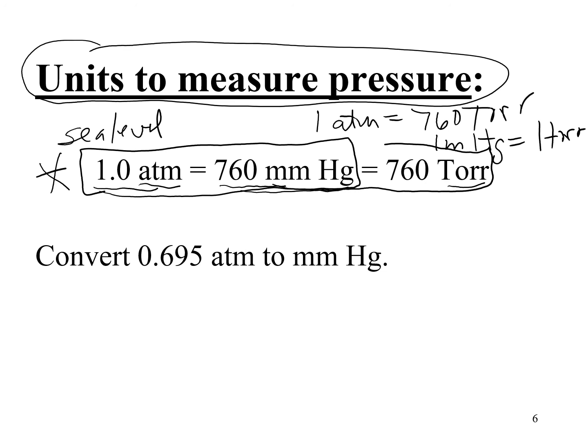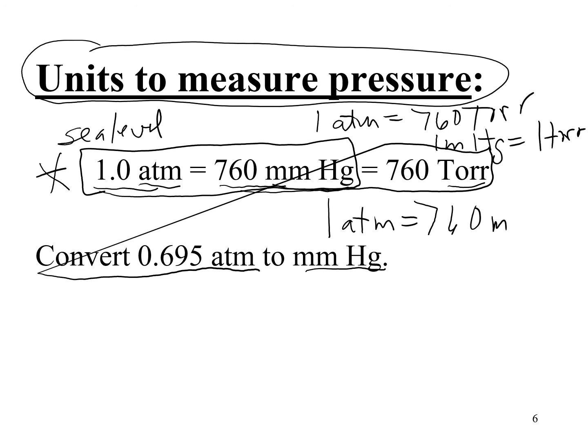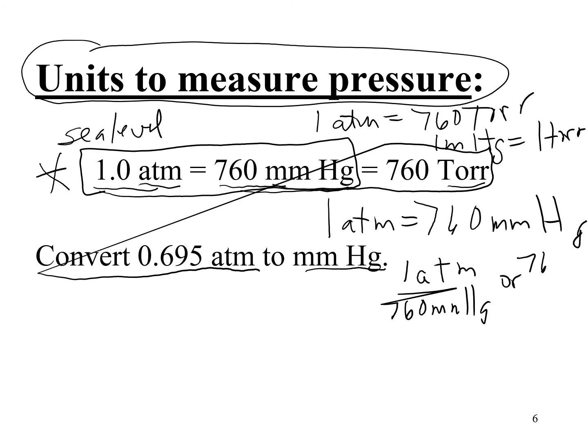When we have equalities, we can create a conversion factor. So for example, if I asked you to convert 0.695 ATMs to millimeters of mercury, we could create a conversion factor. So 1 ATM is equal to 760 millimeters of mercury. We could set that up in the fraction format by saying 1 ATM divided by 760 millimeters of mercury, or 760 millimeters of mercury divided by 1 ATM, because they're equivalent to each other.